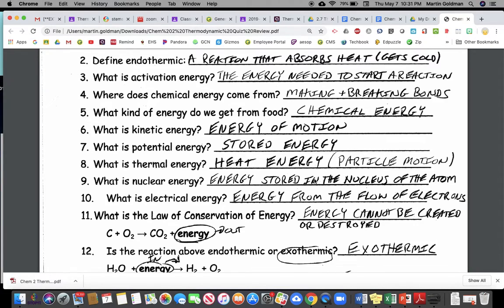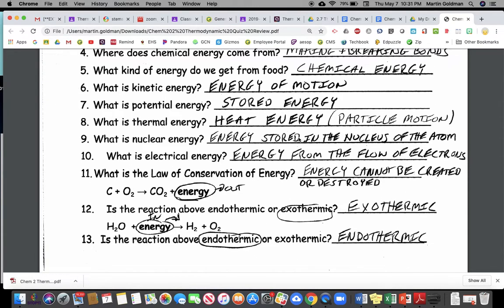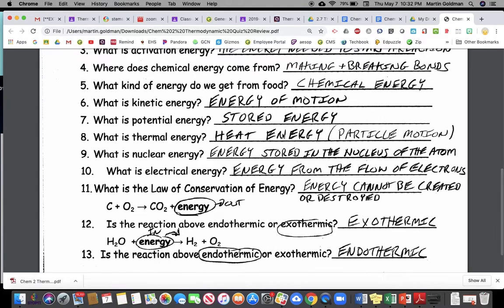What is nuclear energy? Well, that's way back from the beginning of the school year. That's energy that's stored in the nucleus of the atom. That's where nuclear bombs come from. Okay, what is electrical energy? That's energy from the flow of electrons. So now we're getting all of these different types of energy. We get the chemical energy, kinetic energy, potential energy, thermal energy, electrical energy.